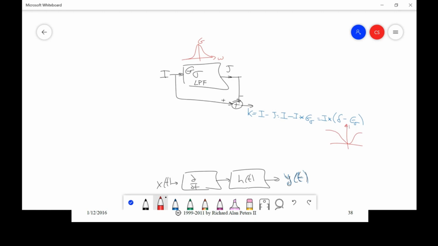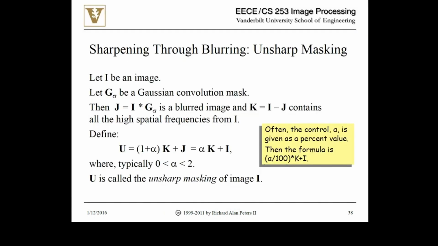That is 1 minus the Fourier transform. So now we have a high-pass filter. At this point, K is a high-pass filter. What do we do next with K?